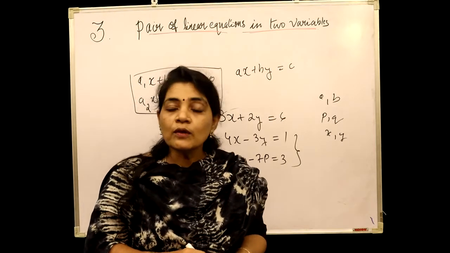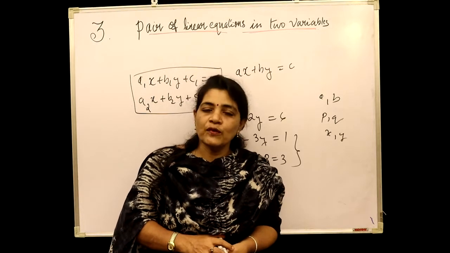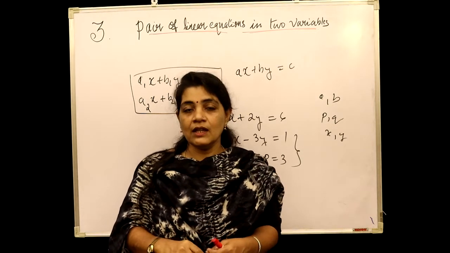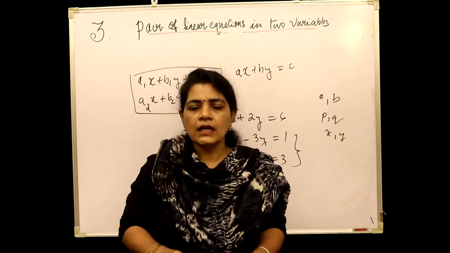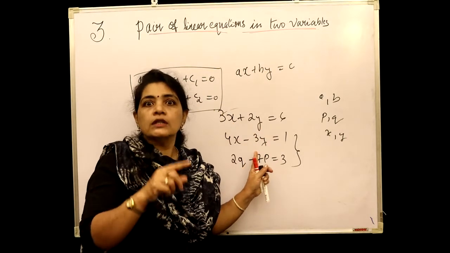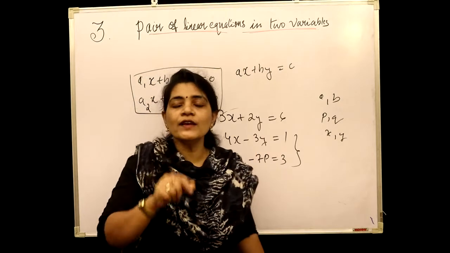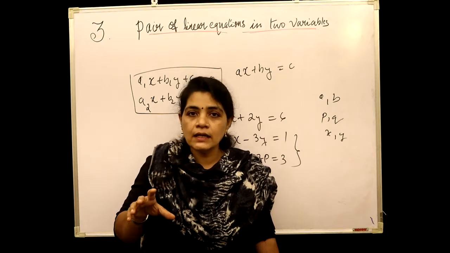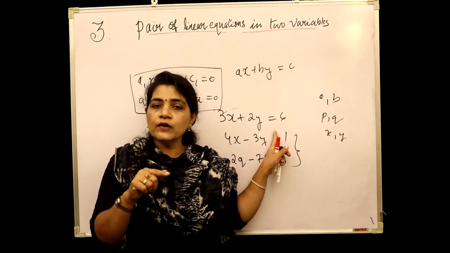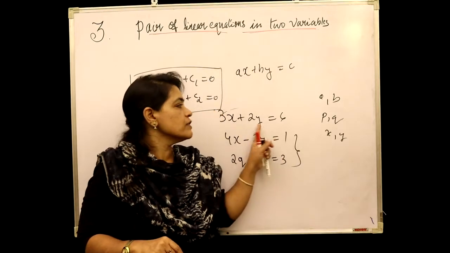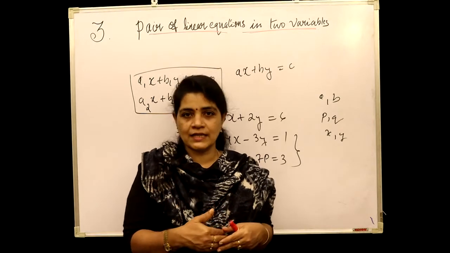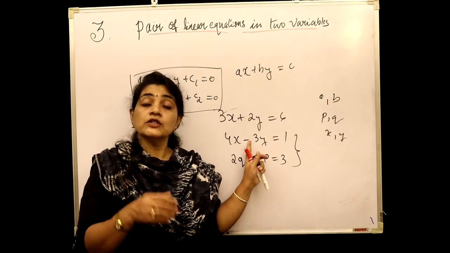Now we are moving to the solution of a pair of linear equations in two variables. Solution. What is the meaning of solution? The values of the variables, that is x and y, which satisfy the given equations. Here the very important thing is that you can see x and y in both equations. That means the solution of a pair of linear equations in two variables is nothing but two values that should satisfy both the given equations, not only the first equation. Satisfy means if you substitute the values of x and y in the first equation, the LHS should be equal to the RHS. The same way, if you substitute the same values of x and y in the second equation, that equation must be satisfied.